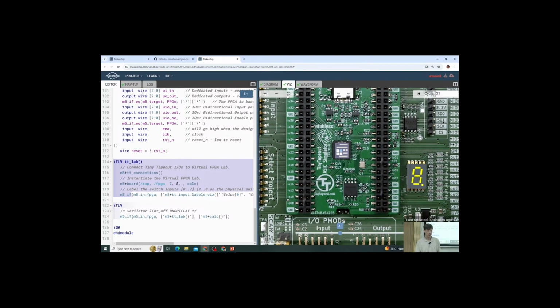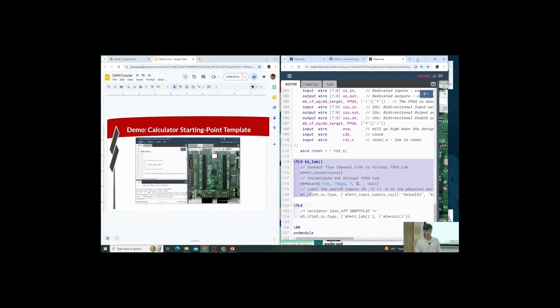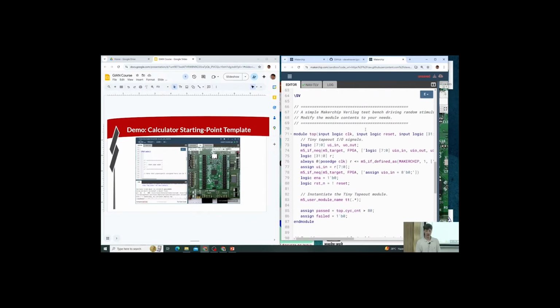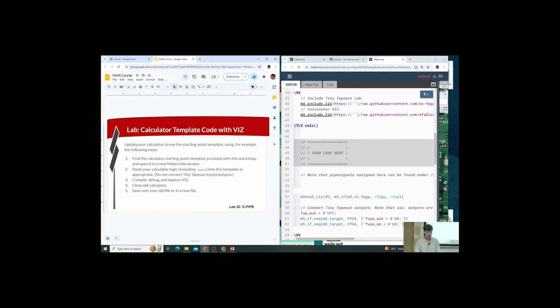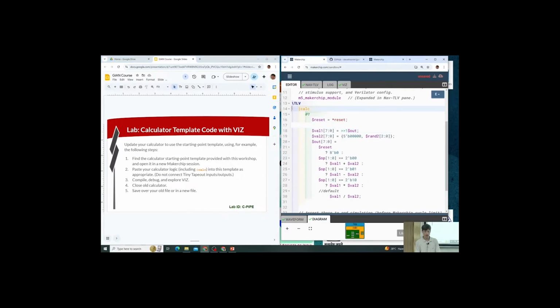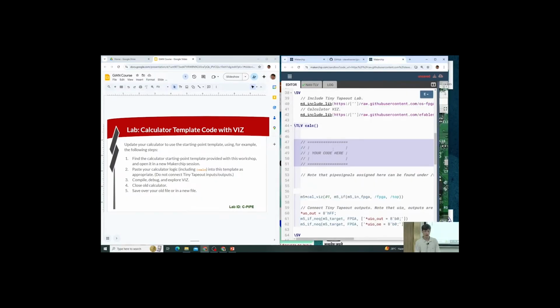What else is important here? I think that's good. So the first lab is to take the calculator circuit that you have and drop it into context in this template. Your code goes here. So this lab is just to grab your calculator code from here and drop it into the template.